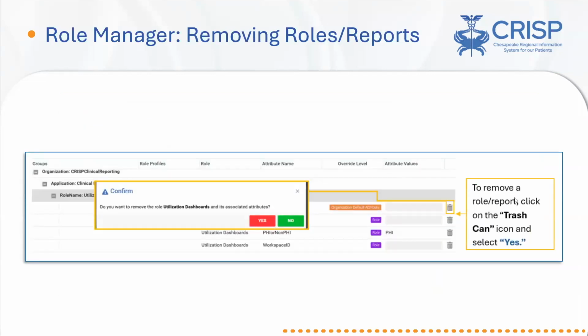To remove any roles or reports for a specific user, let's say the user no longer requires access to CRISP in general or no longer requires access to the clinical reporting tool more specifically, the trash cans in the role configuration page and that user's account allow you to remove any roles or reports associated with clinical reporting. So you would select yes, and that will remove the associated or attributed roles.